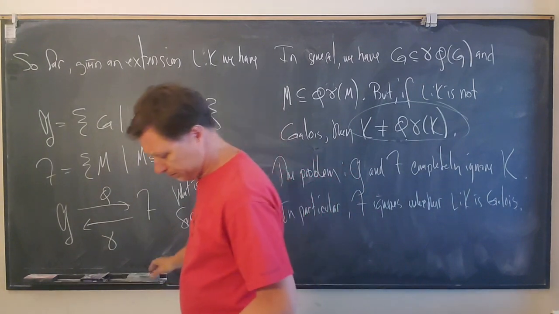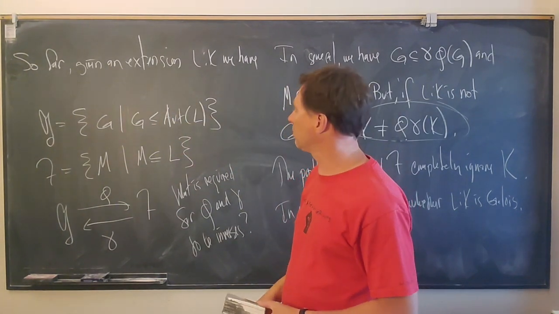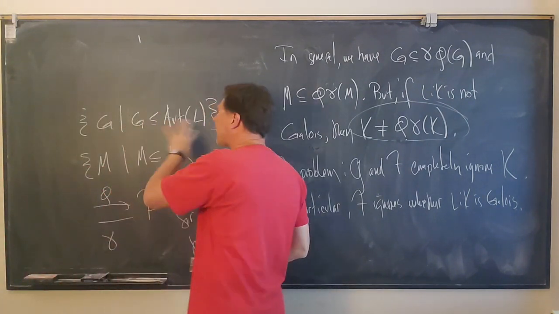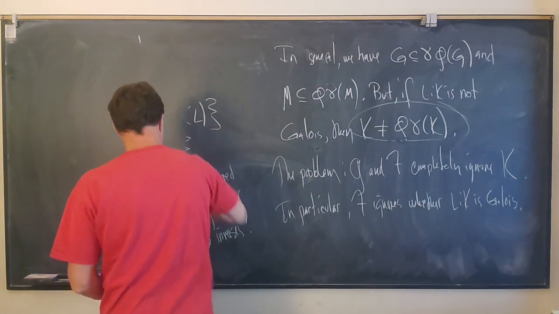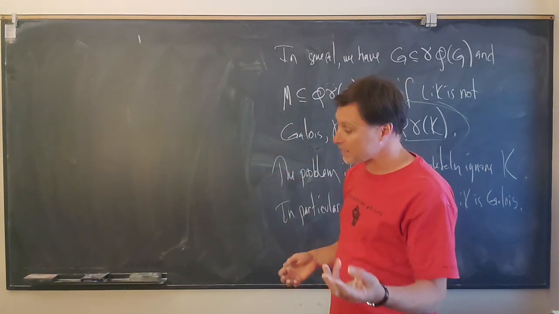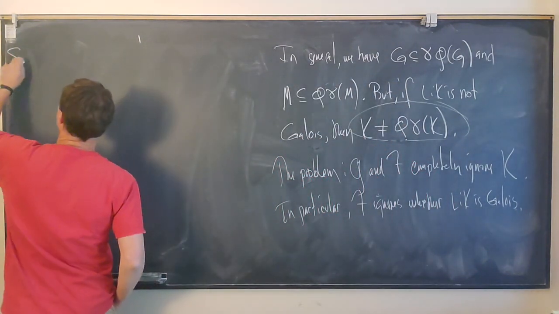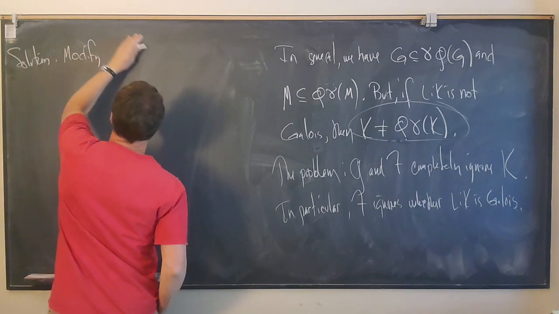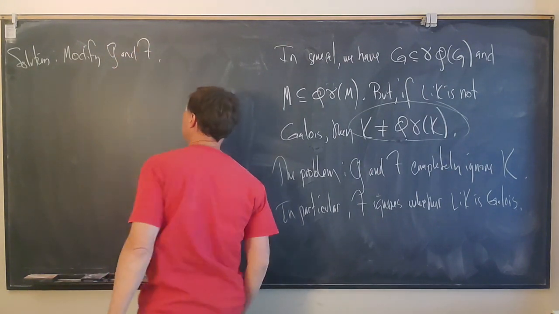So, what's the solution? Well, the solution is to modify these two sets. We want to somehow get K involved, and we may have to mess around with phi and gamma, but always we want this idea that there's this interplay between fields, field extensions, and groups. And so that's what we're going to do next. So the solution is to modify script G and script F.